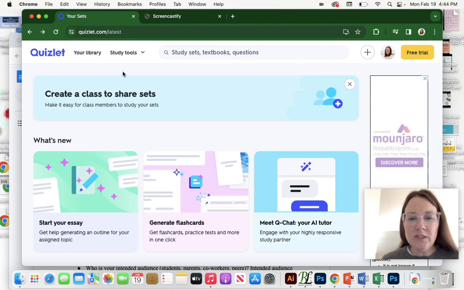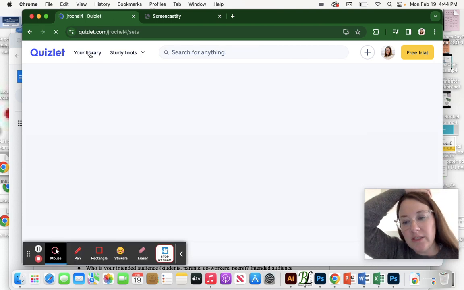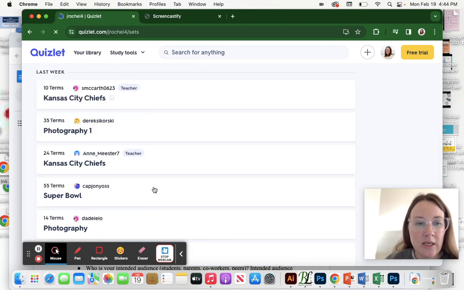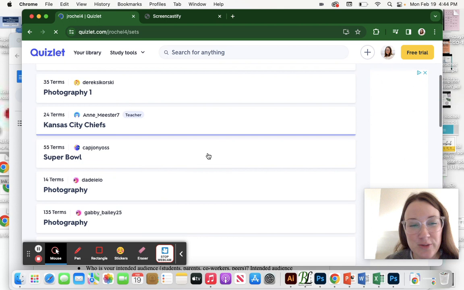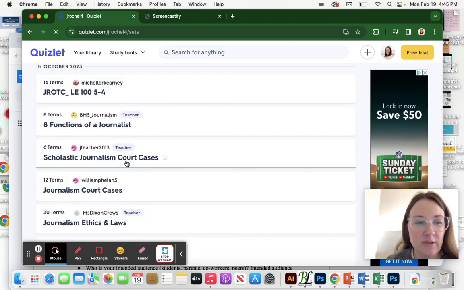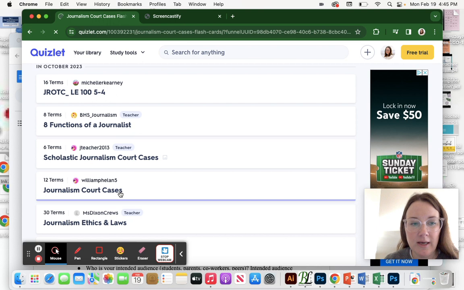So I would go to my library. I've used this for my photo imaging class. I used it for my 21st century journalism class. I even did it for fun for the Kansas City Chiefs before the Super Bowl. In this example, I would go to journalism court cases. There are 12 terms in this one that I used in class.